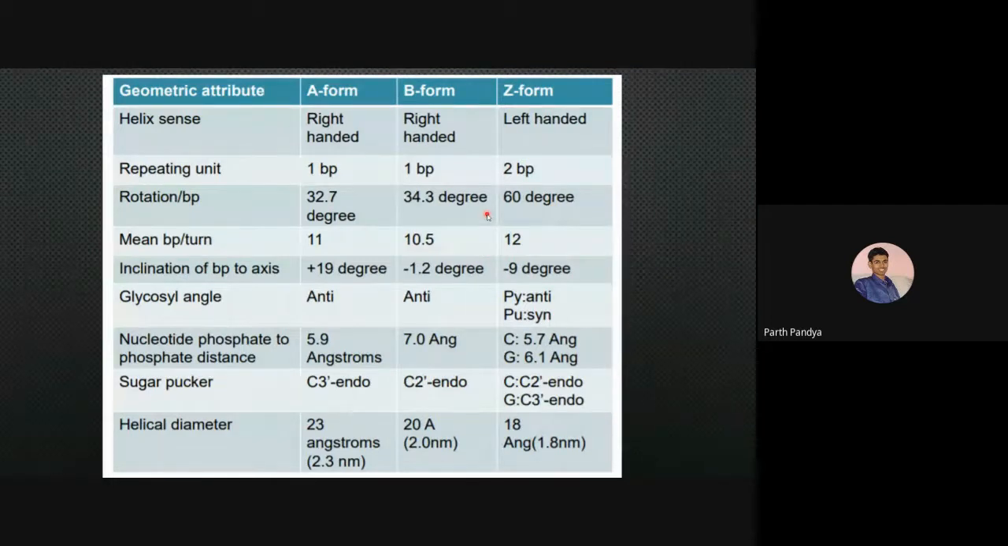This is one of the commonest questions, which has also been asked as a 2-mark question. Inclination of base pair to axis is around 19 degree in A, around minus 1.2 degree in B, whereas in Z form it is minus 9 degree.